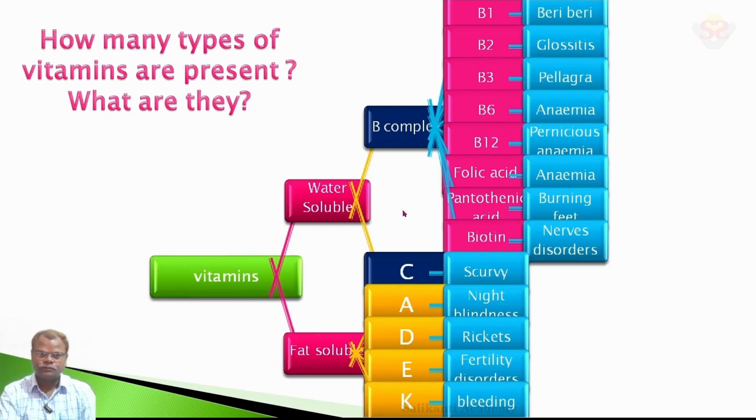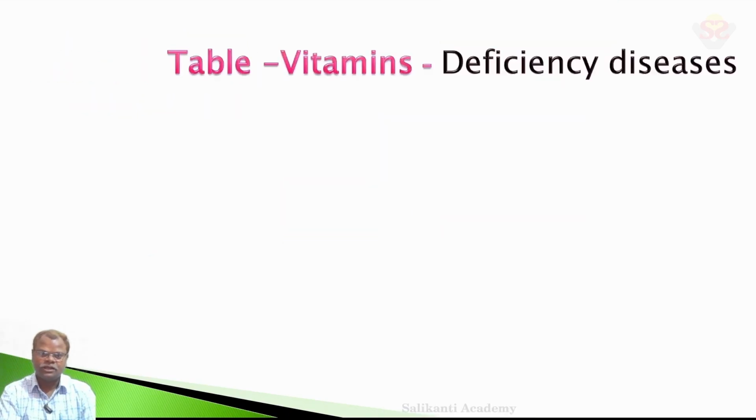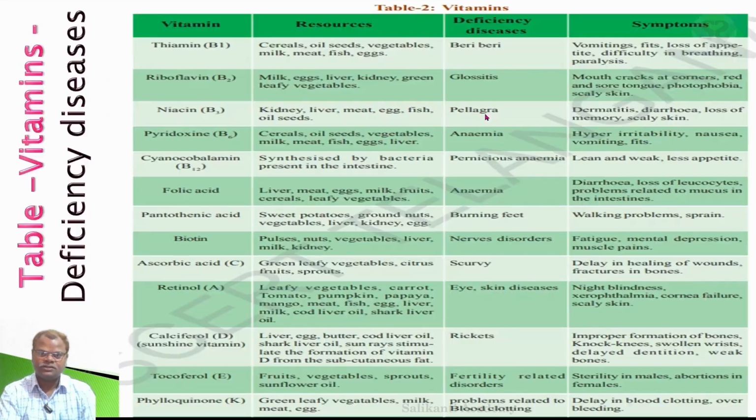Now you see the vitamins table: vitamins and deficiency diseases. By observing this table of vitamins, sources, deficiency diseases, and symptoms, we clearly visualize by flowchart and pictures. By observing this table, you can easily write answers to questions regarding vitamin tables.